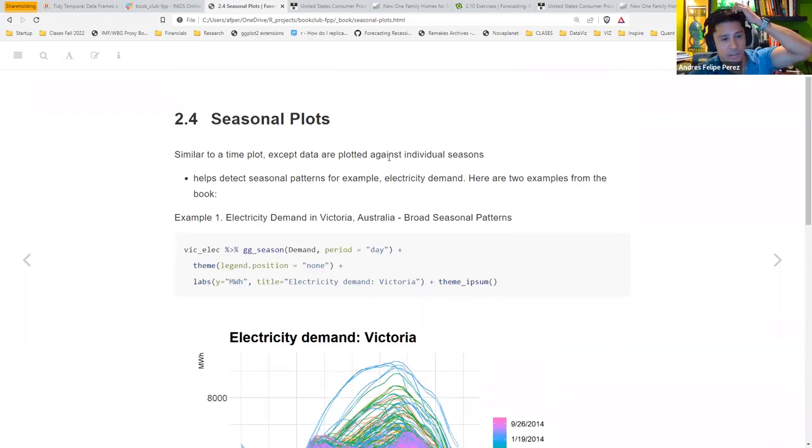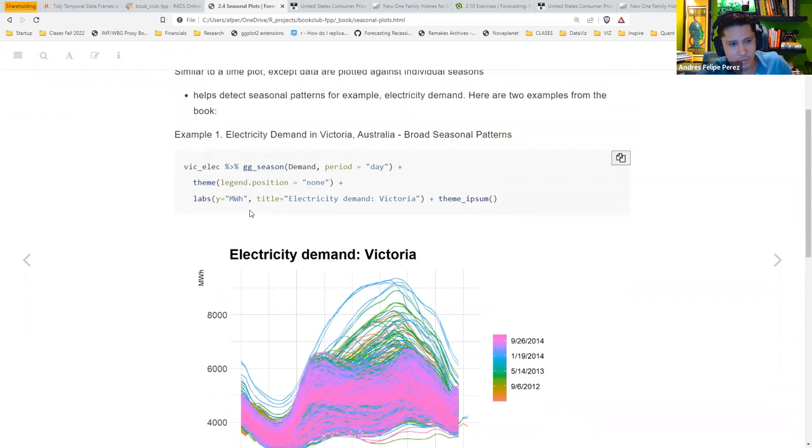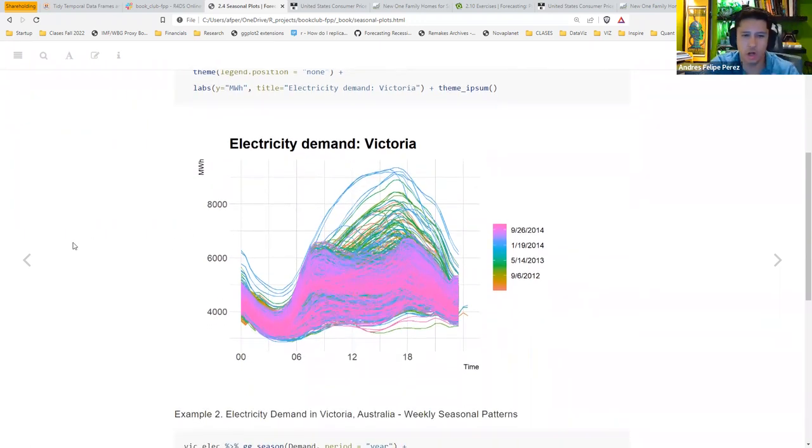Seasonal plots. The difference between a seasonal plot and a regular time series plot is that you essentially break out the data according to the year. Say you had a long series between 1990 and 2000, but you want to see how those data behave each year. So you break out the series year by year and then plot those years one on top of the other. This is what we see here, so we can see how each of those subsets of the series behaves, and we can compare.